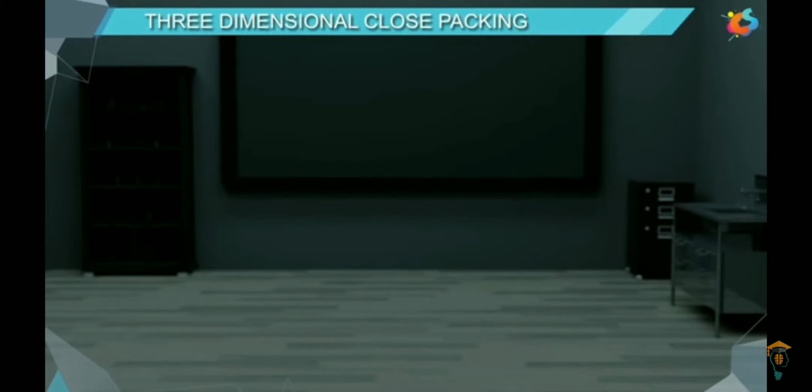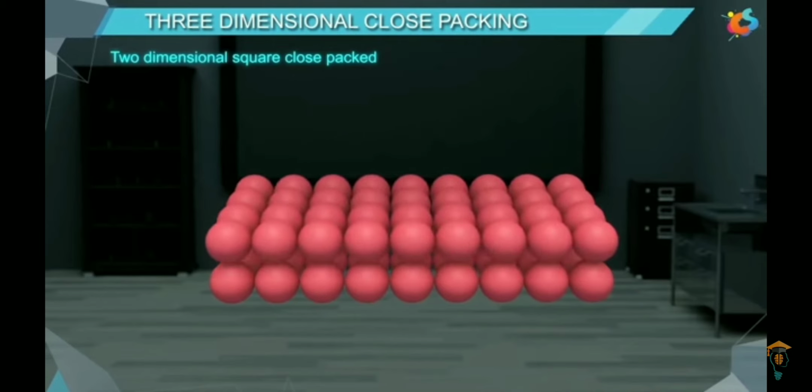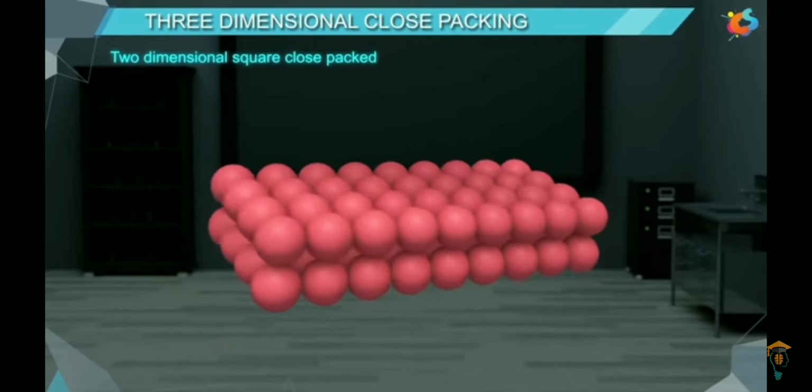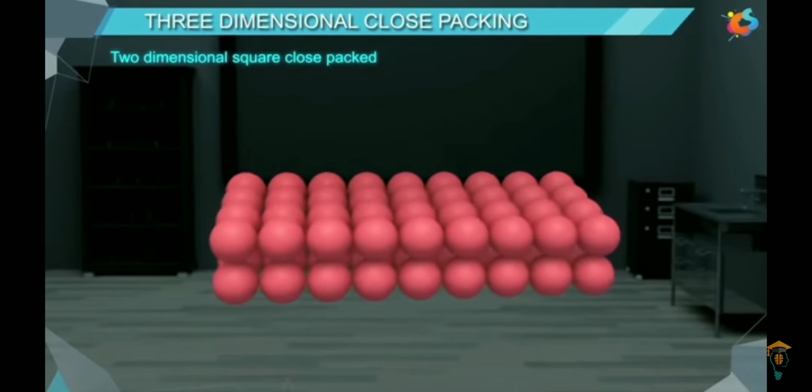3-dimensional close packing from 2-dimensional square close packed layers. This type of packing is obtained by placing a 2-dimensional square close packed layer above the first one, such that the spheres of the second layer are exactly above the spheres of the first layer. In this arrangement, the spheres of both layers are perfectly aligned horizontally and vertically.